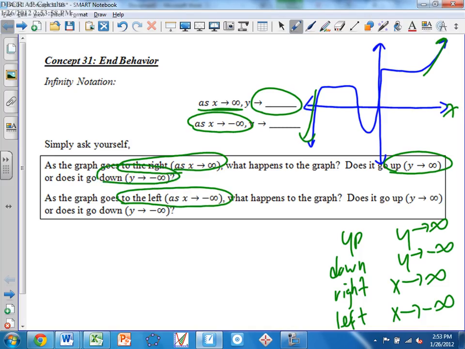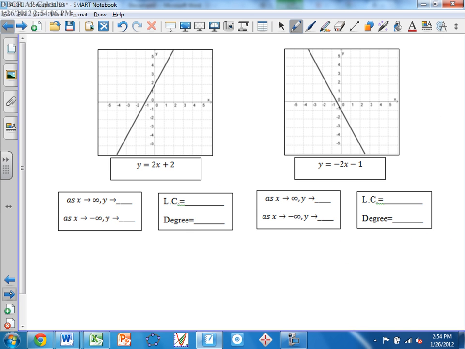Down is right here. Left is right here. Okay? Let's start with the first example of a linear function. So looking at our first set of examples, you have these on your page already. What we want to do here is think about what happens to this graph. Okay, what happens to the graph?